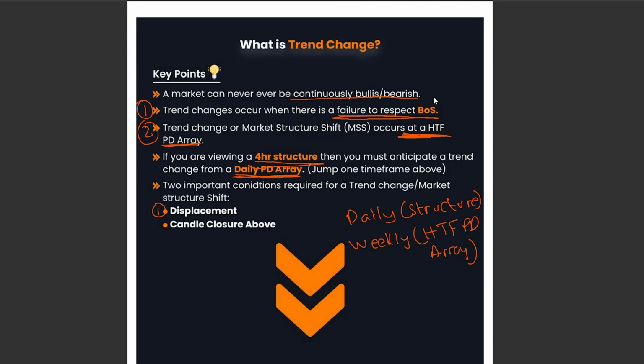Now for a valid trend change, there are two most important requirements. Firstly, we must have displacement. Secondly, we must have candle closures. Let's look at some examples to confirm this further.